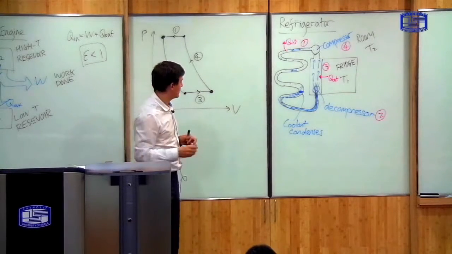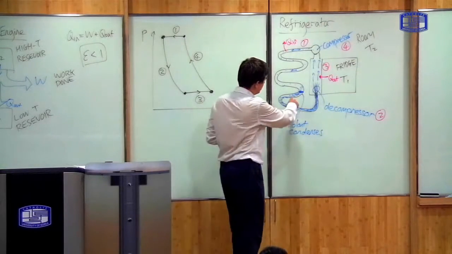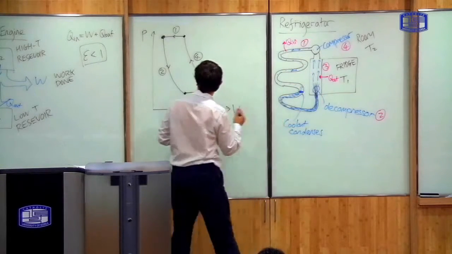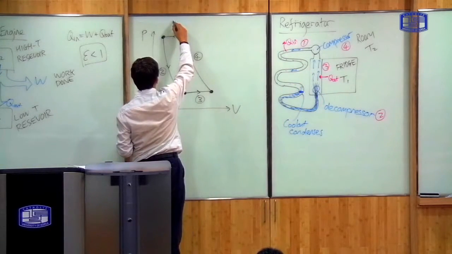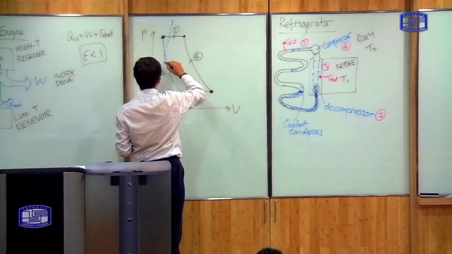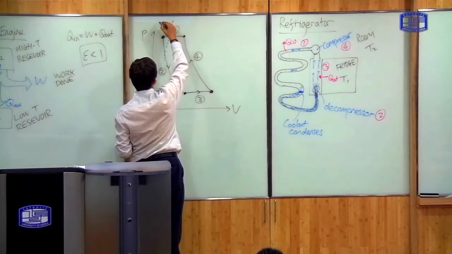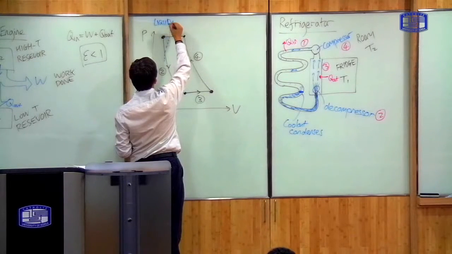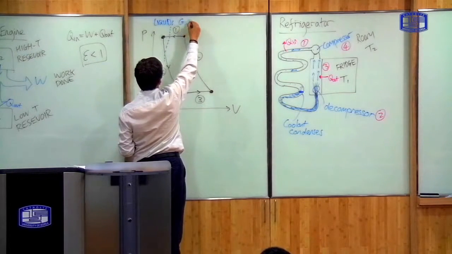Okay. And again, as I said, it's liquid for part of this cycle. It condenses here, and then it vaporizes when it goes through the decompressor. So for some part of this cycle here, something like this, it's a liquid. So on this side, it's a liquid. On this side, it's a gas.